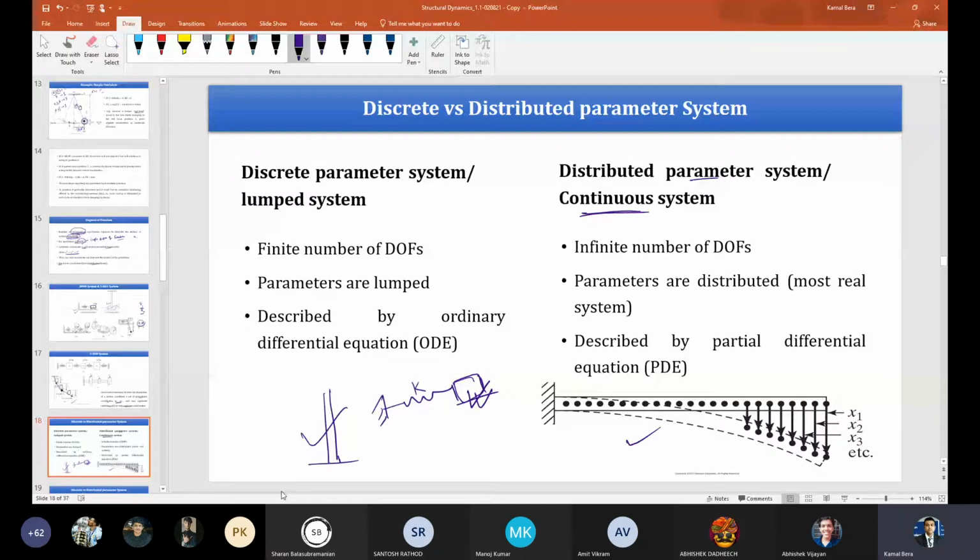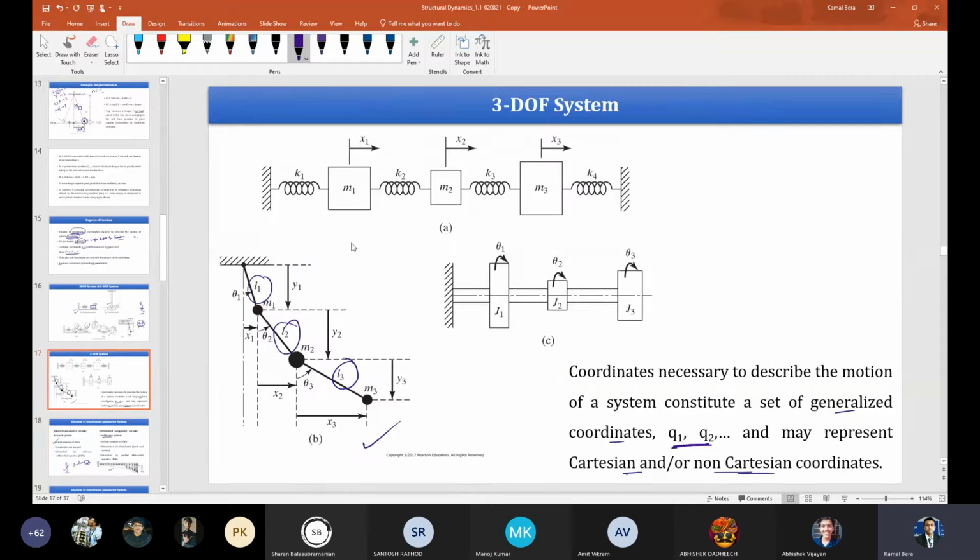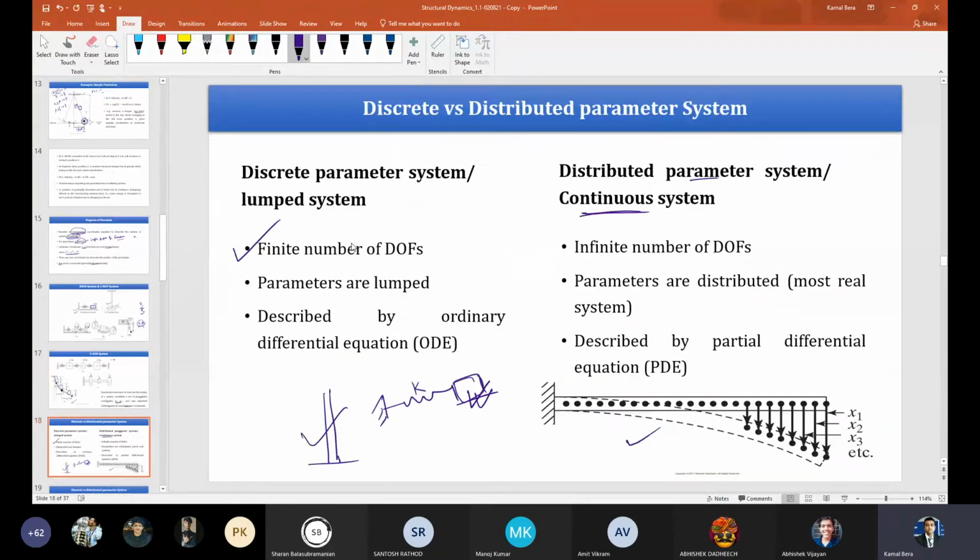The major difference, as you can see from the slides, is that the discrete system has a finite number of degrees of freedom. Here it has 1, 2, 3 degrees of freedom, as many as the masses, if I consider only translational motion. Even with other degrees of freedom, it is finite, not infinite. The parameters are lumped, and as you will see shortly, maybe in the next class, it is governed by ordinary differential equations.